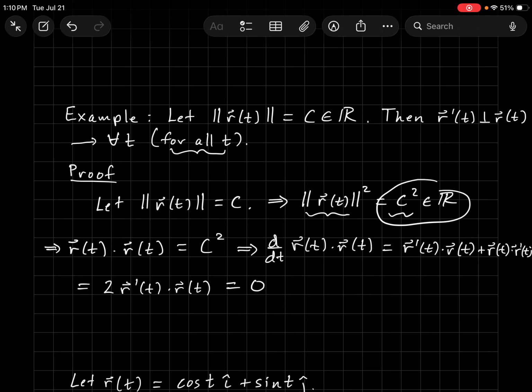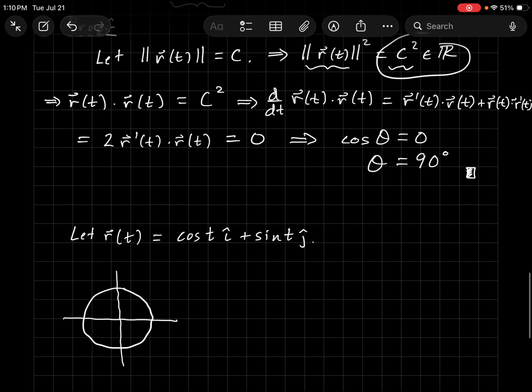So what we have is that the dot product of r prime with the original vector-valued function r is 0, which implies that the cosine of the angle is 0, which means that the angle is 90 degrees, or pi over 2. And so we have proven that if the magnitude of r is a constant, then r prime will always be perpendicular to r.